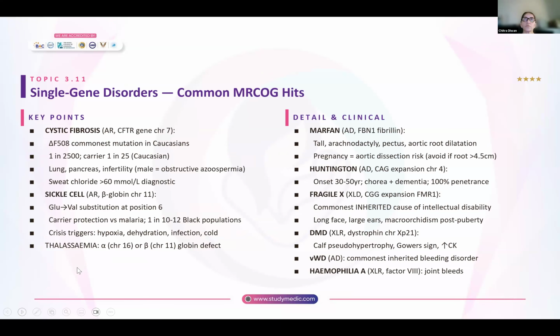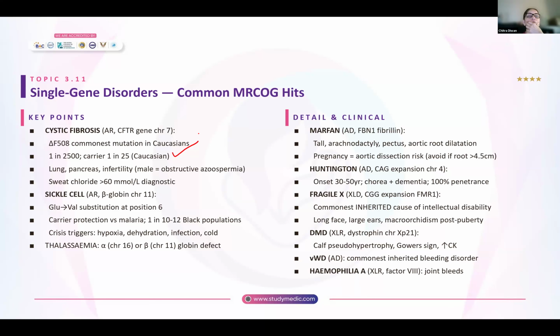So, single gene disorders, you have to know them in detail. Cystic fibrosis, which is autosomal recessive. The affected gene is the CFTR gene on chromosome 7. And the commonest mutation that is seen in Caucasians is delta F508. The carrier rate is 1 in 25 and affected individuals are 1 in 2,500. This is for Caucasians.